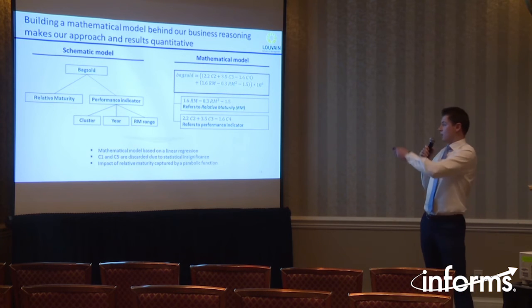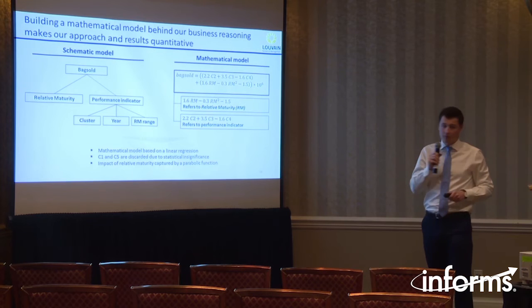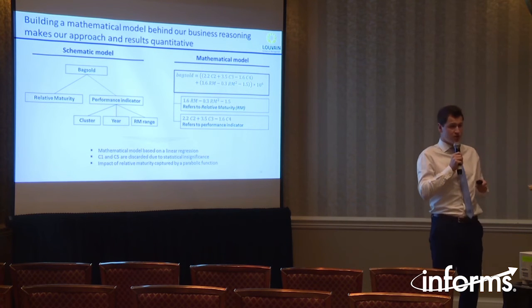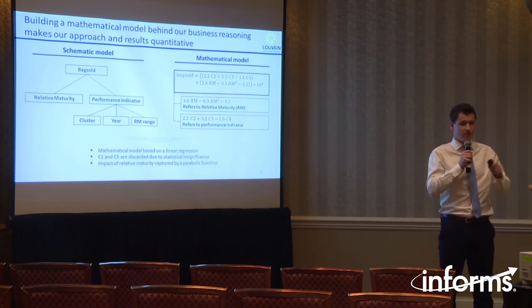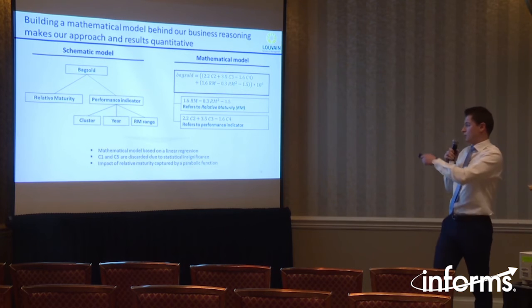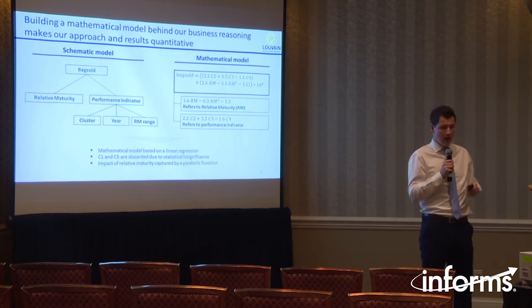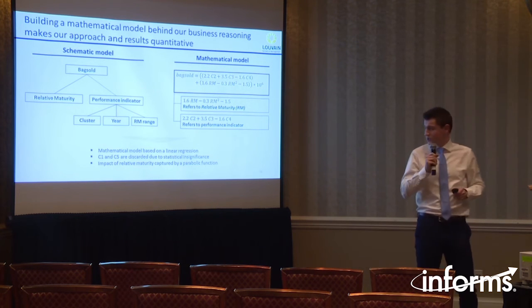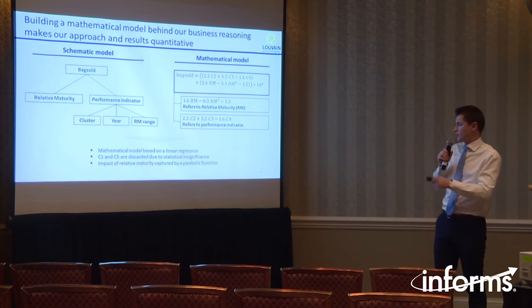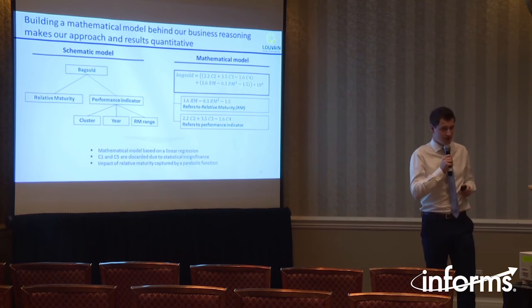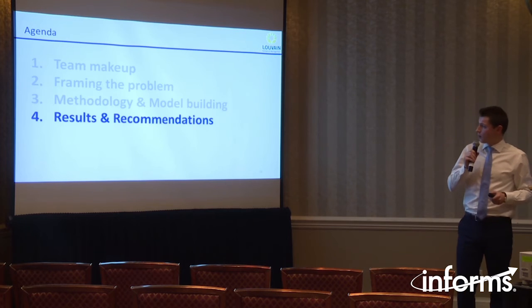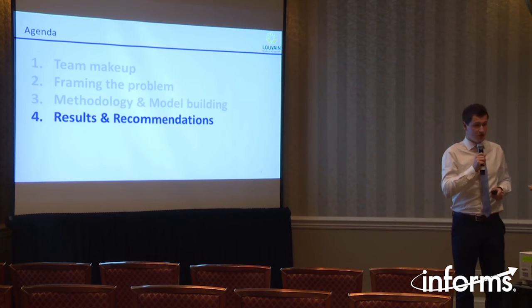And as you can see in the middle box, the parabolic function refers to the relationship between bags sold and relative maturity. And the third box refers to the relationship between bags sold and the performance indicator on the different clusters. But you can also see that you have to discard cluster 1 and cluster 5 because they were insignificant. Now we can move on to the results and recommendations.